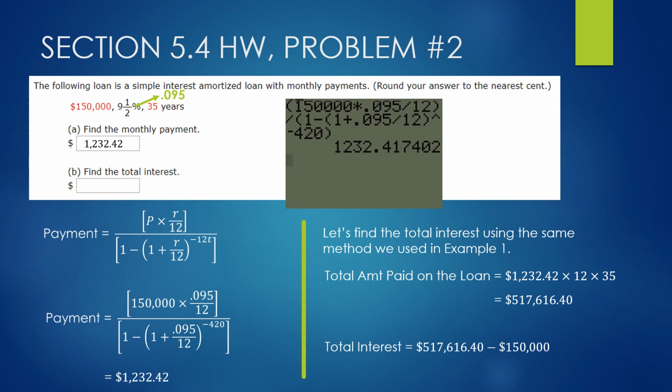All right, so the total amount paid was the $517,616.40 minus $150,000. So you're paying a whopping $367,616.40 in interest for this house. So this is probably not a smart investment. Seems like you're paying way too much in interest.